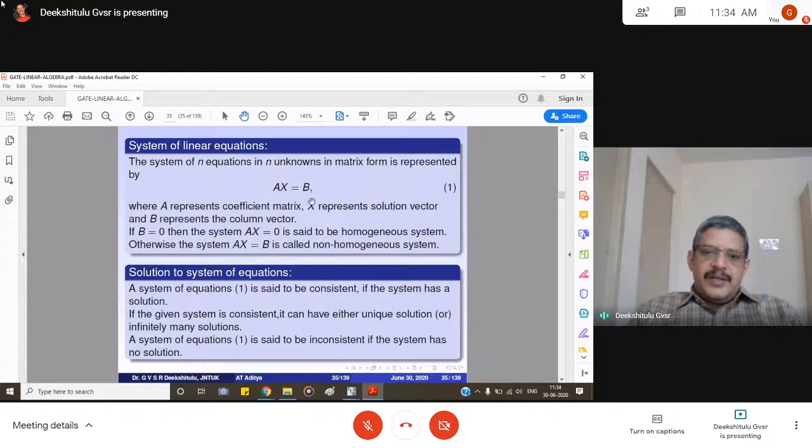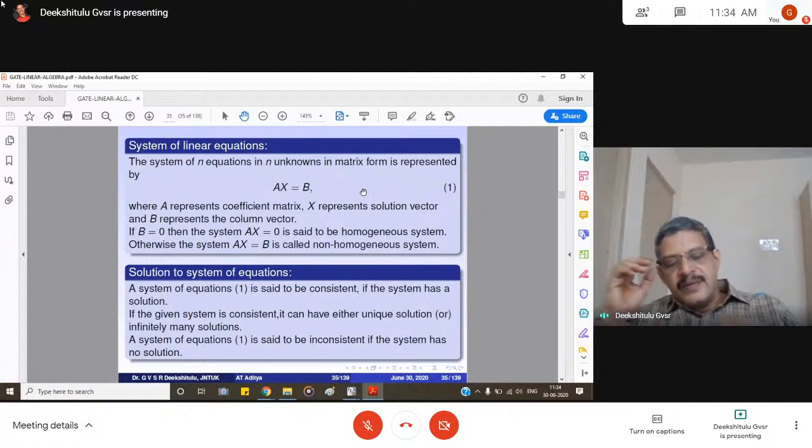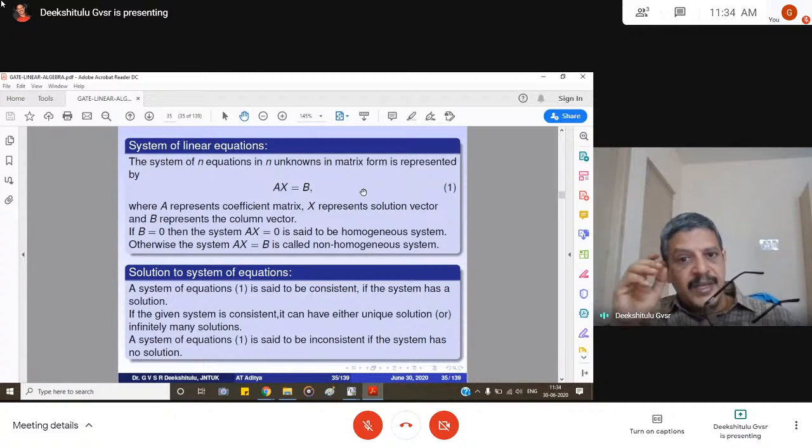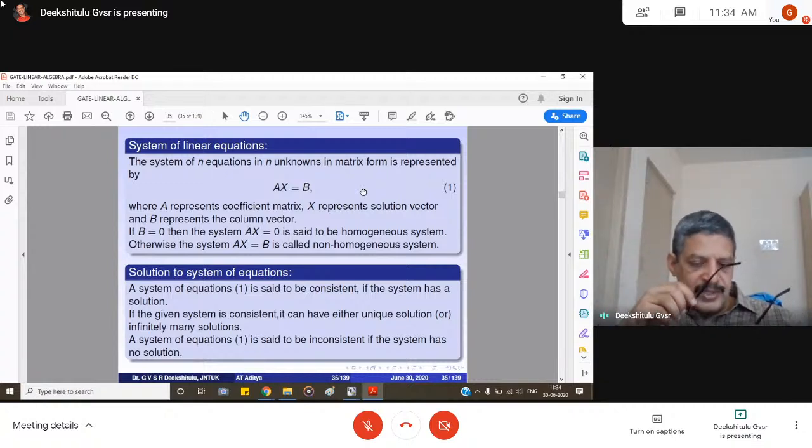Then how to find a solution of the system of equations Ax is equal to B. A system of equations is said to be consistent if the system has a solution. If it has a solution, then we say that it is consistent. In matrix equations, it is always advised to discuss whether the system is consistent first before discussing the solution. First we have to check the consistency and then we find the solution.